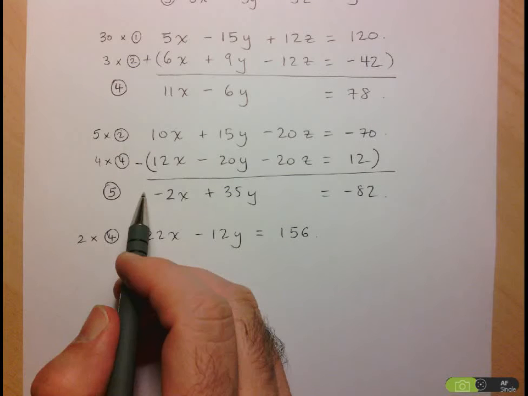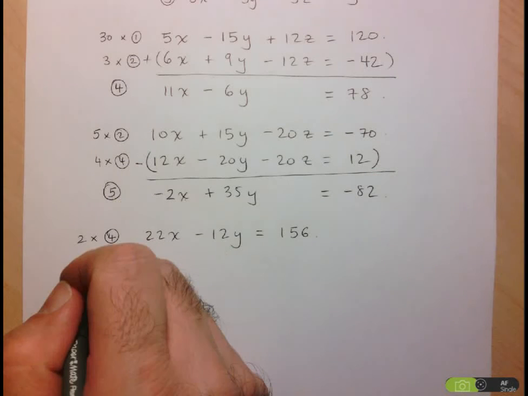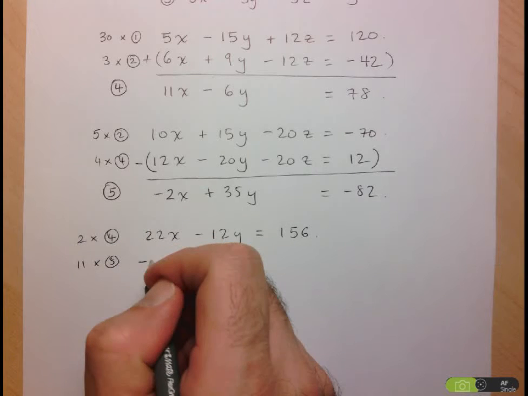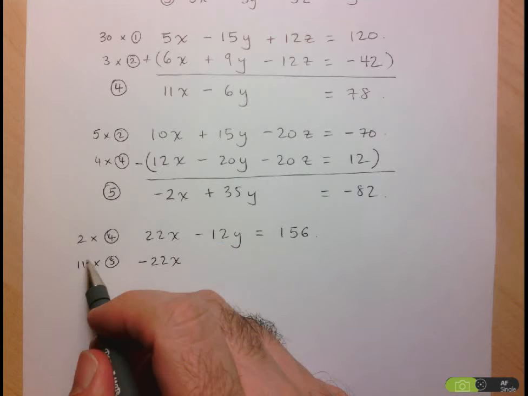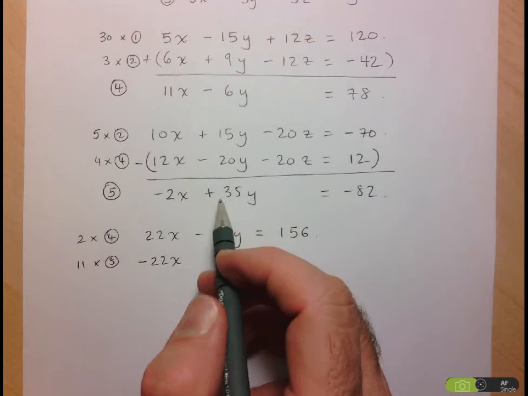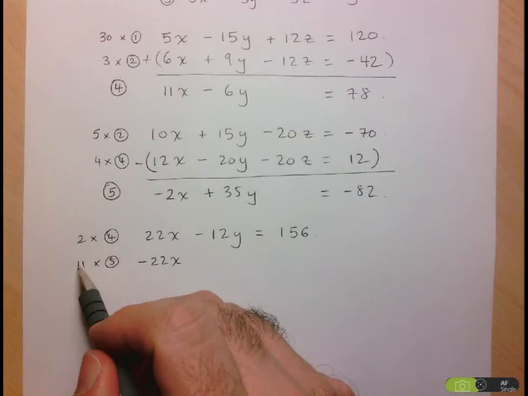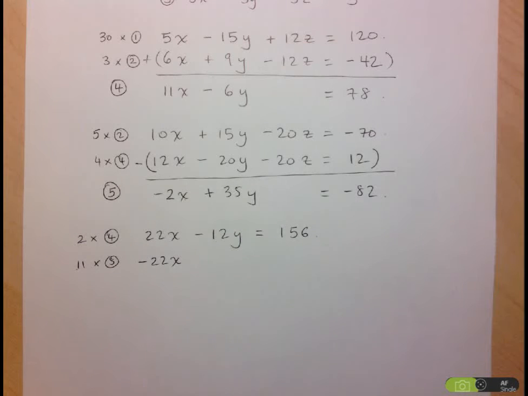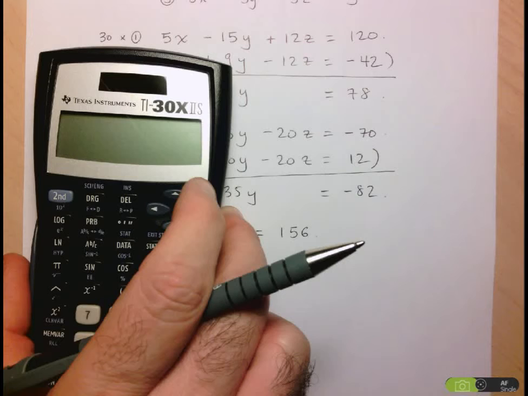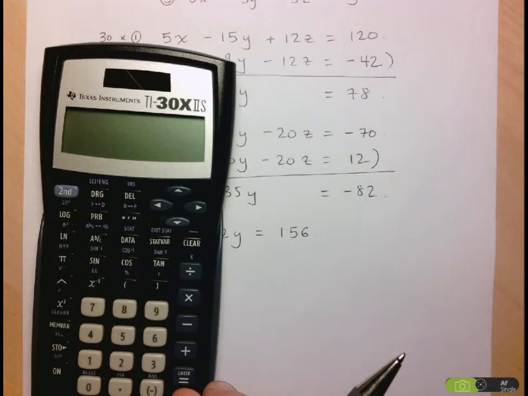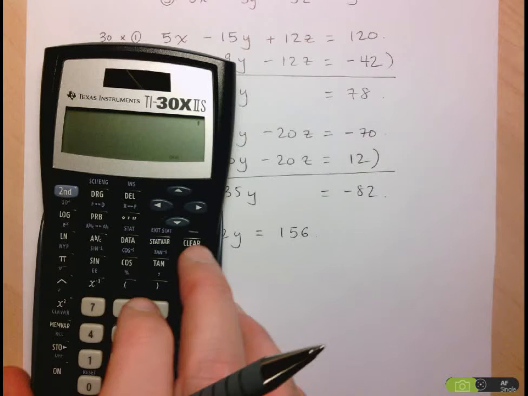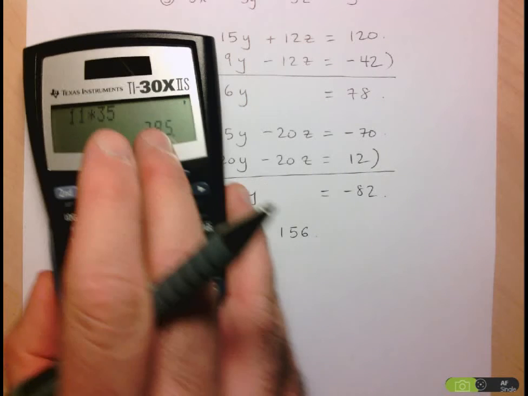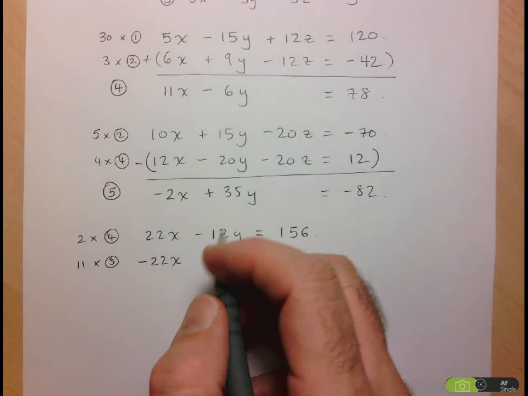Okay, let's multiply now equation 5 by 11. Here negative 2 times 11, so negative 22x, and here 11 times 35. So 35 times 10 is 350, plus another 35. That should be 385, but when I've got numbers that big, I think I should really just check it with my calculator anyway. So what do we have? 11 times 35. Okay, 385. I was right, but no need in taking a chance.